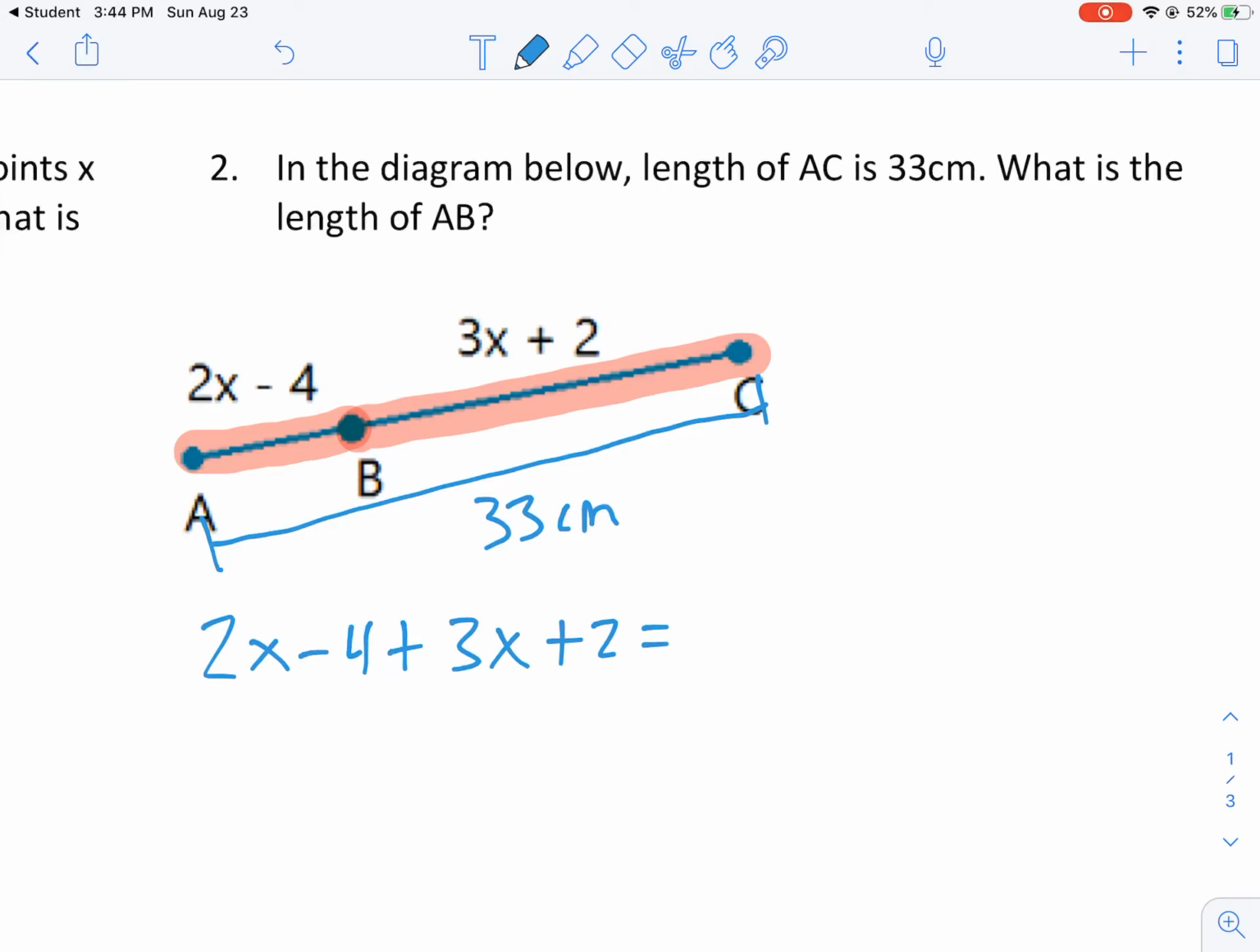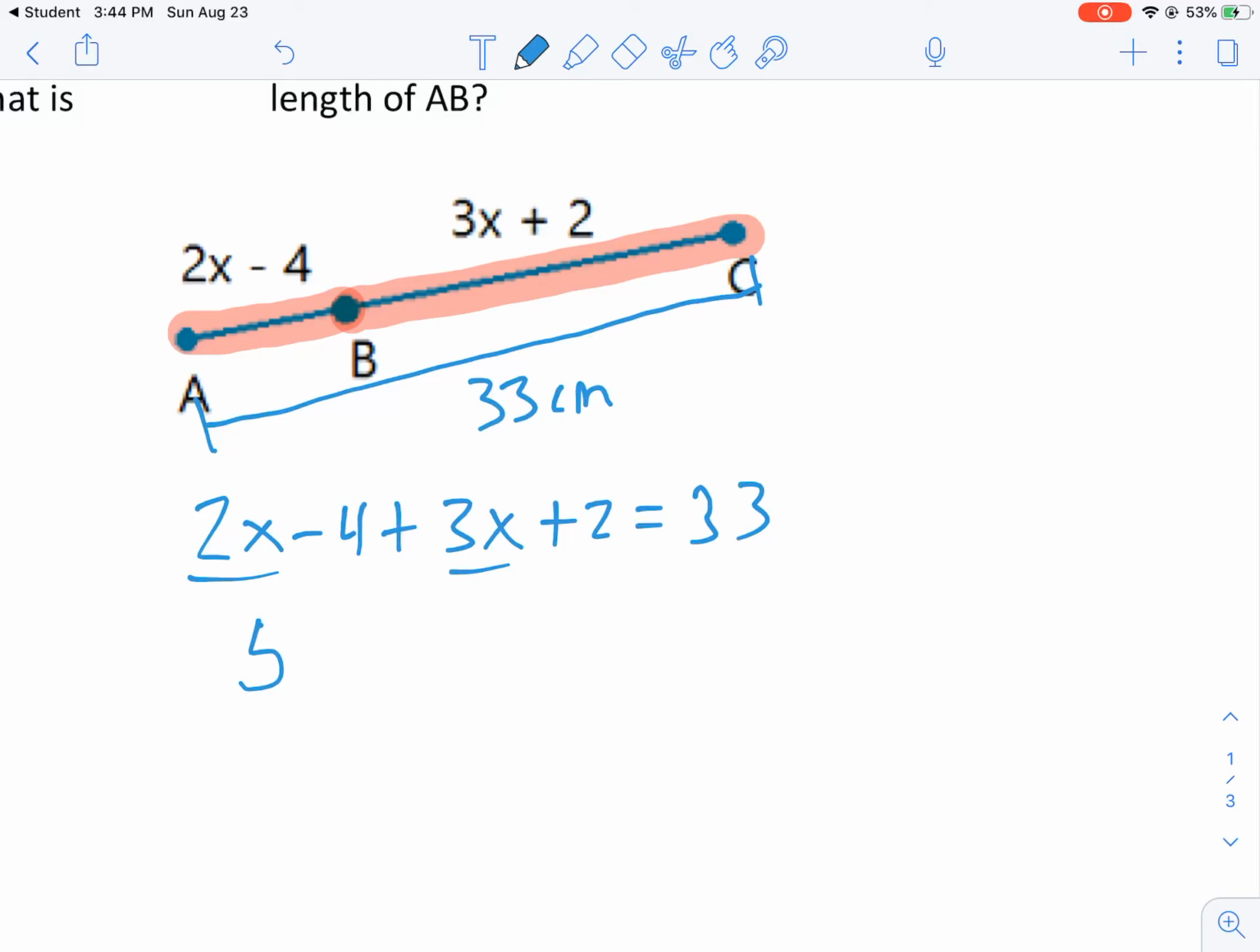And then that is going to equal the whole thing, which is 33. And now we can solve this. So we've got some combining like terms to do, right? We've got 2x plus 3x, that's going to equal 5x. We've got negative 4 plus 2, that's negative 2. All right, and now we can start solving for x.